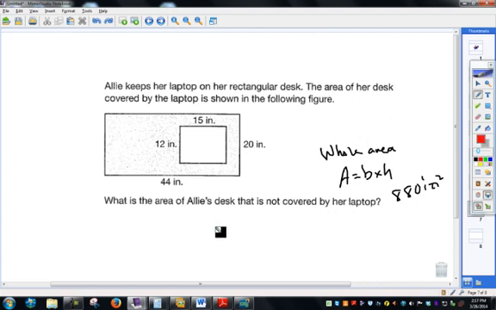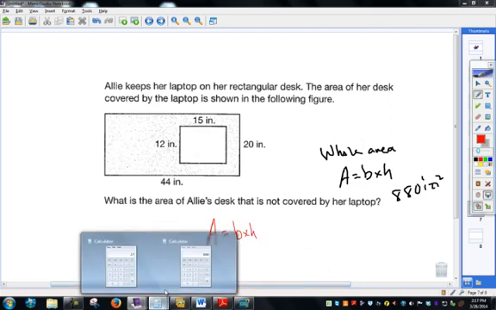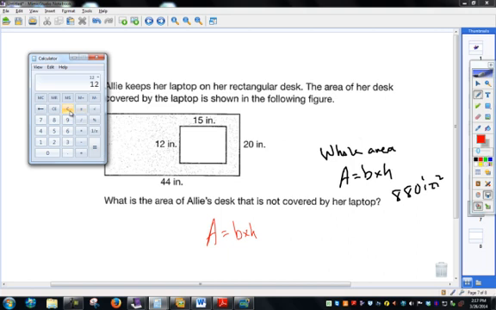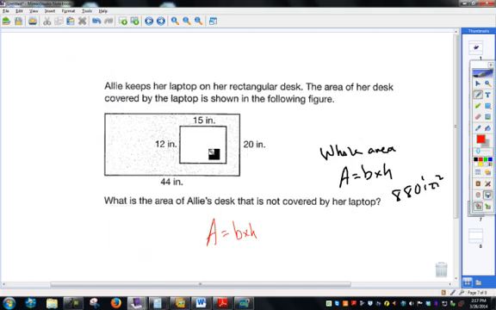Then it's asking you to find the area of the laptop and just go ahead and subtract it out. So I know that the area of this is base times height, which is going to be 12 times 15, which is 180. So I know that my laptop area is 180 inches squared. Okay, so what do I got to do? Well, I got to take the 880 of the whole desk, and I need to subtract 180, and I'm going to get 700 inches squared.